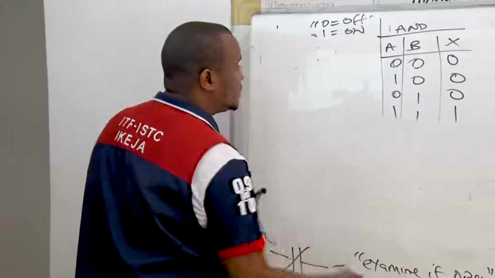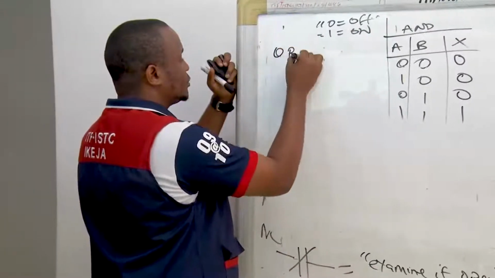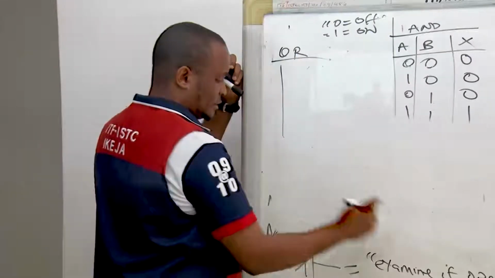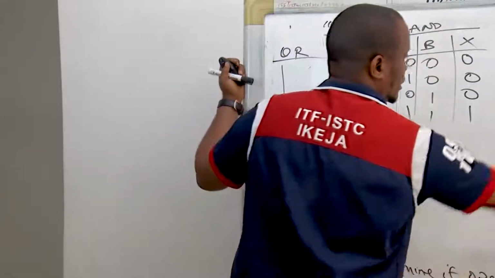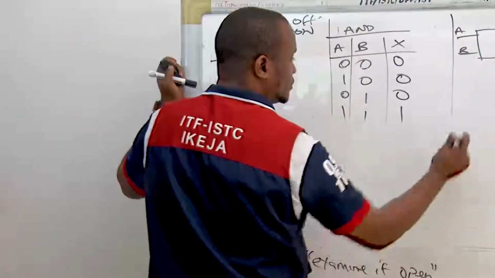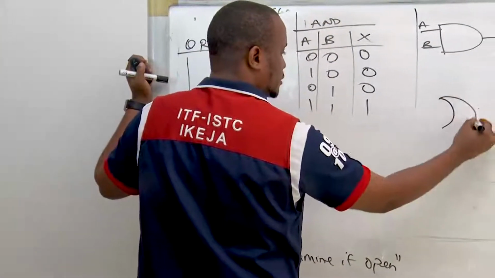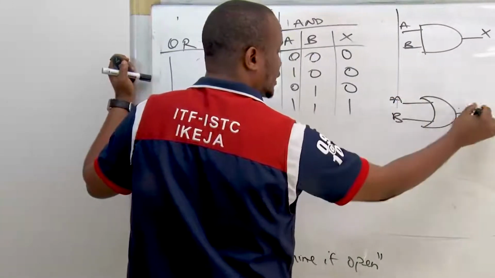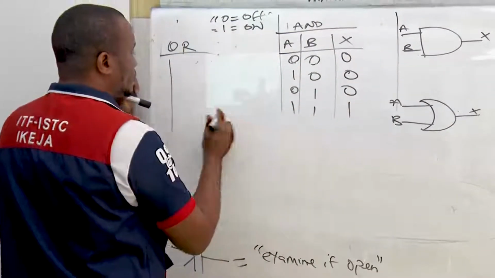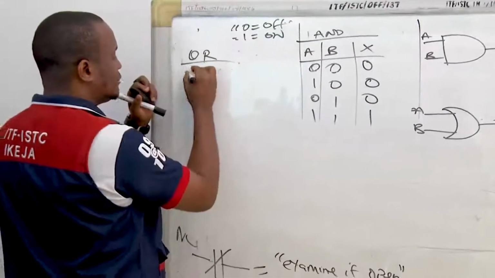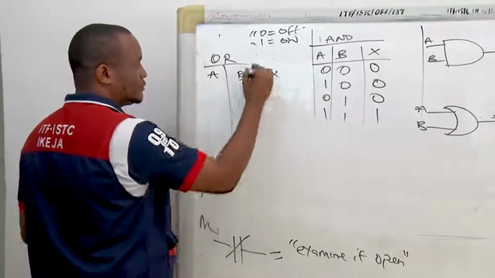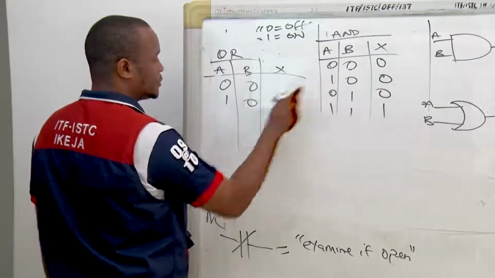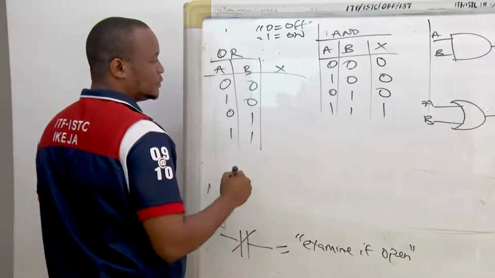The OR function can be represented by this symbol, with inputs A, B, and output X. Now let us draw the truth table for an OR function, with A, B, and X of the relay logic. Of course, we also have 4 possible options with 2 states.